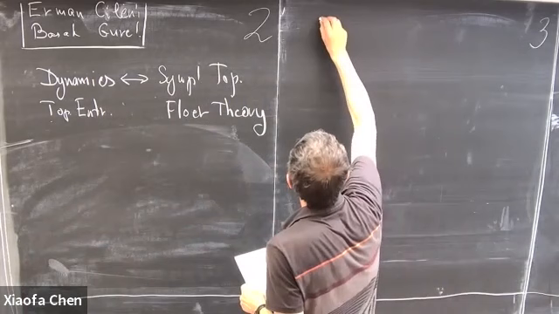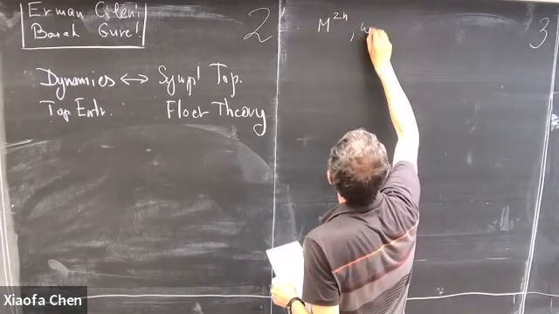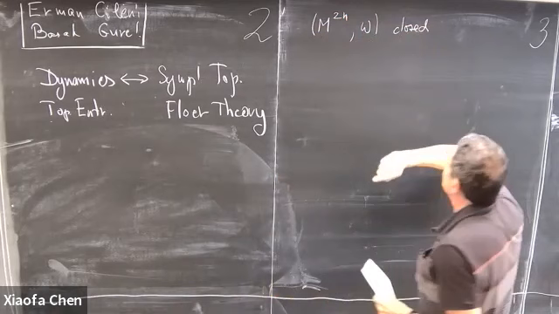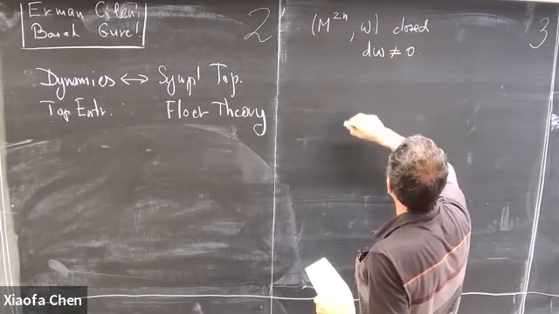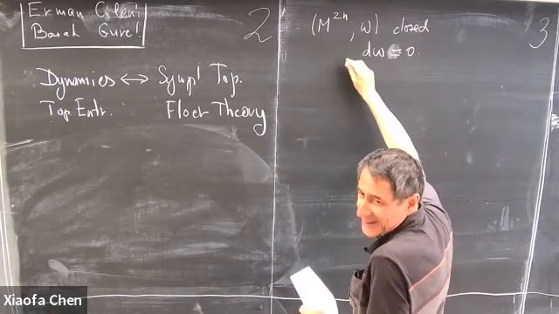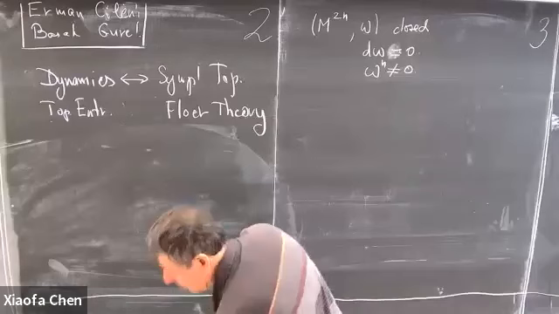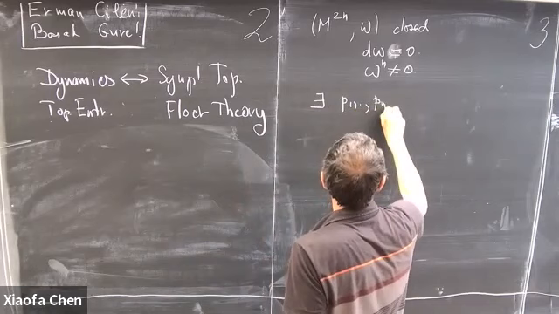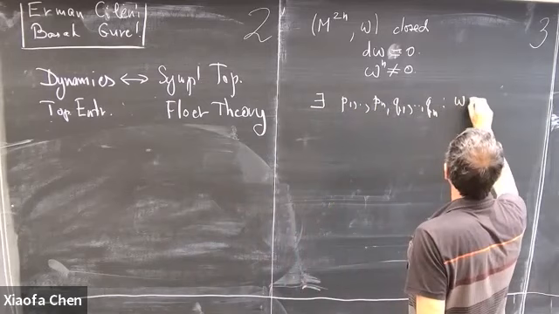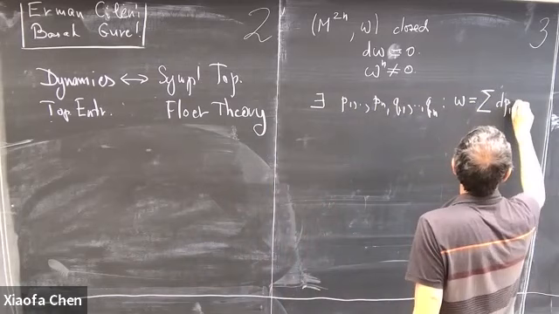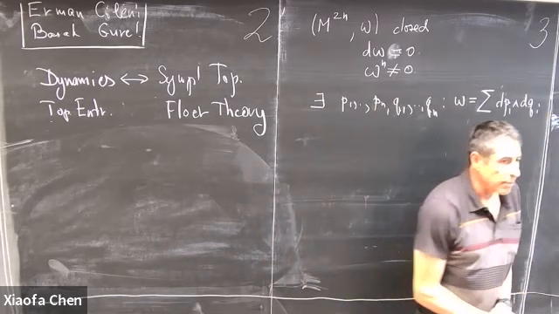Here's the setup. We are going to start with a closed symplectic manifold. So it's a manifold with a closed two-form, and in addition, this two-form is non-degenerate, so it's nowhere zero. And such a form locally in some coordinates p1 through pn, q1 through qn has the form sum dp_i wedge dq_i. This is what's known as the Darboux theorem.